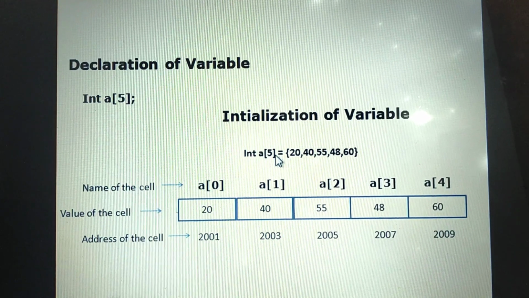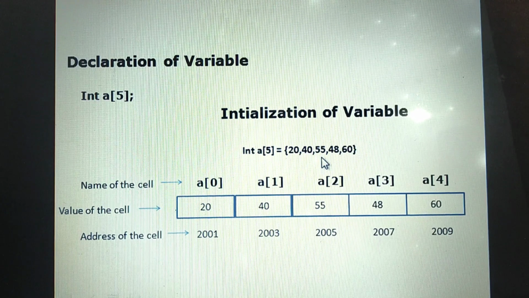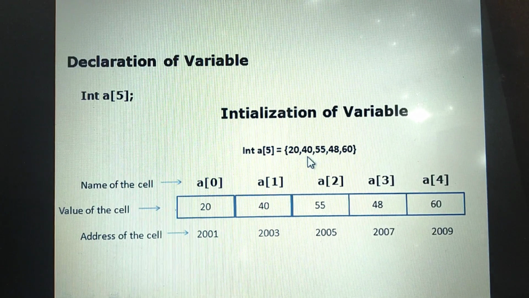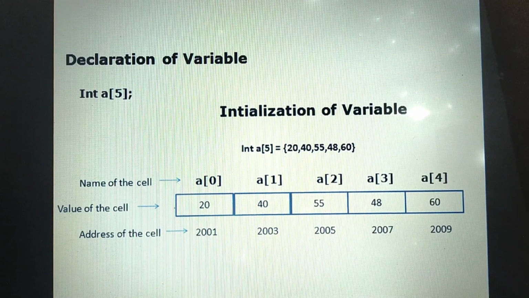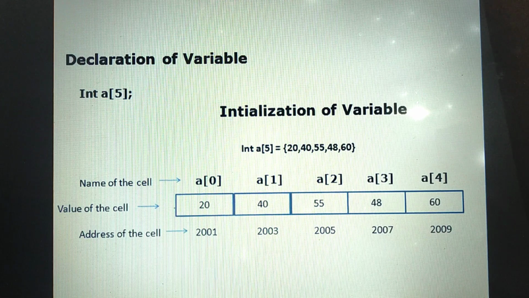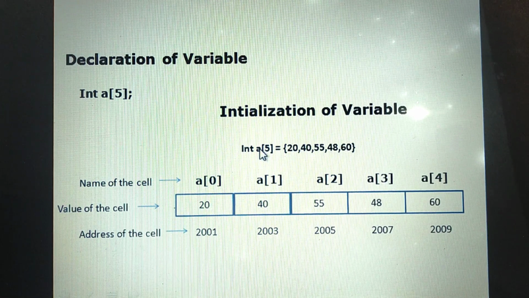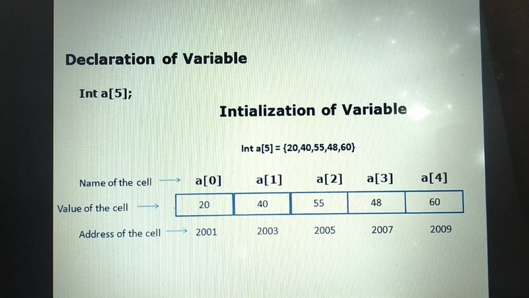How to give values in the array? See, int a[5] = {20, 40, 55, 48, 60}. How many values are here? 5 values, separated by commas. What happens in the computer memory? In our computer memory, 5 cells will be created.